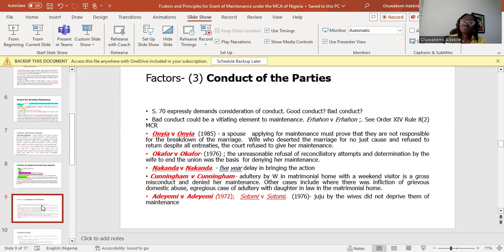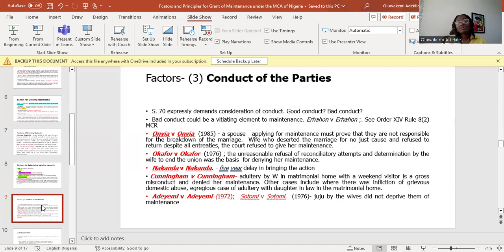And where the wife had deserted the marriage for no just reason, the court refused to grant her maintenance. In Okafor, when there was an unreasonable refusal to allow reconciliation, the wife was not given maintenance. Then delay is regarded as bad conduct. In Nakanda and Nakanda, the wife delayed 5 years to bring an action for maintenance, and the court said that it was not going to grant it. In any case, that could actually show that you don't need it if you could survive for 5 years without the maintenance.